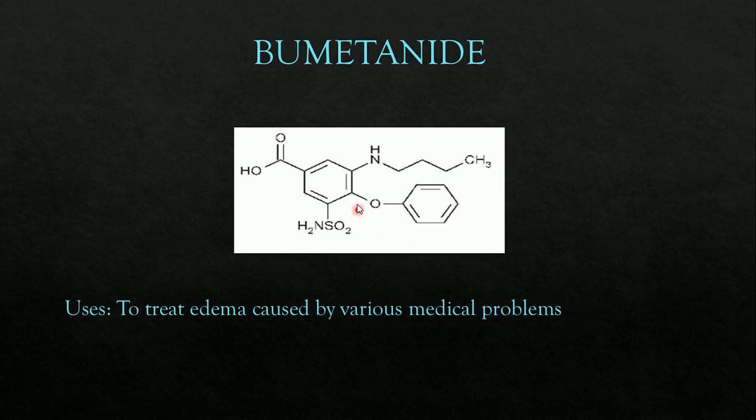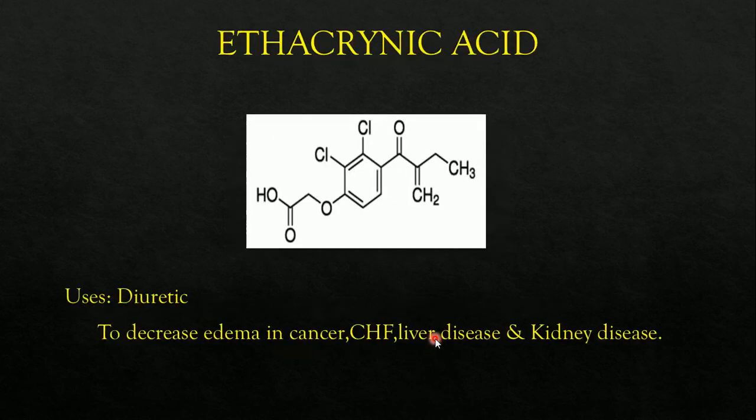Second position contains phenoxy group. Third position contains butyl amino group. And at fifth position there is a carboxylic acid. Bumetanide is used to treat edema for various medical problems.